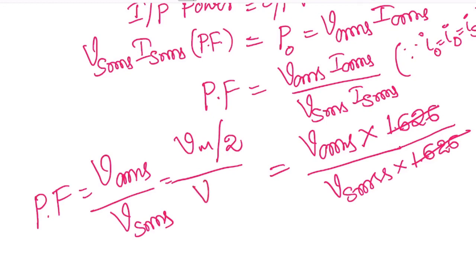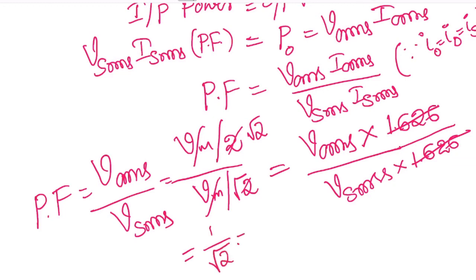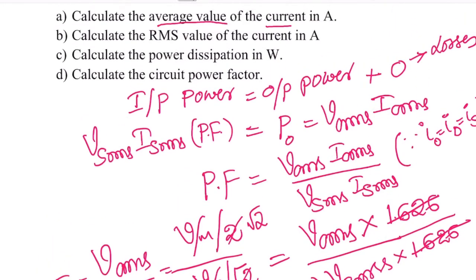Here the supply RMS voltage will be Vm by root 2. Vm gets cancelled, and the root 2 is going to cancel. Then it is 1 by root 2, that is 0.707. It is lagging, that means the current lags the voltage. So the power factor is 0.707 for this one.